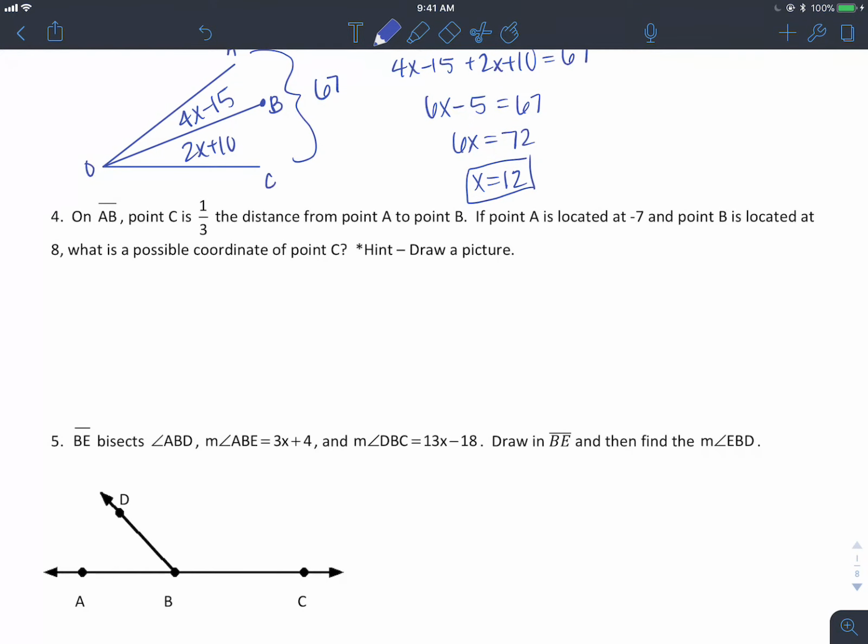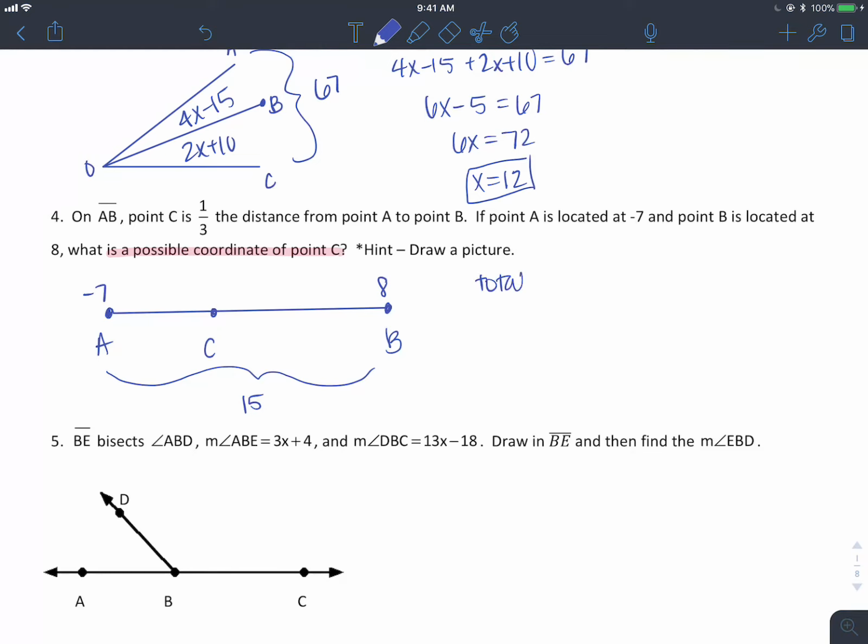All right, number 4, we have our fractional distance problem. It says on line segment AB, C is 1/3 of the distance from A to B. So C is somewhere 1/3 of the distance from A to B. If A is located at -7 and B is located at 8, what is the possible coordinate of point C? So first we have to find the total distance, from -7 to 8, which is 15.